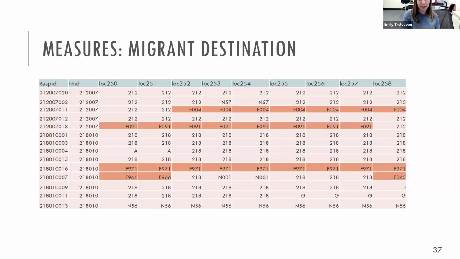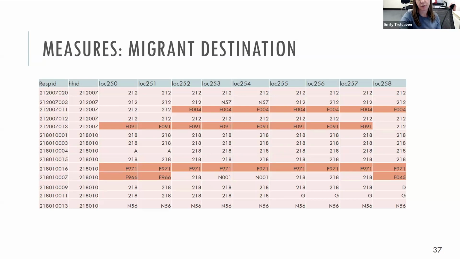So if we wanted to identify which individuals have migrated internationally, we can write code to tag individuals that have months where their location is reported as a foreign country, or an F code, as I just noted. So here we can see for this individual in month 252, they went from Chitwan to foreign country 4. And then similarly, we can see this person left for country 45 in month 258. And then we can also see returns to Chitwan.